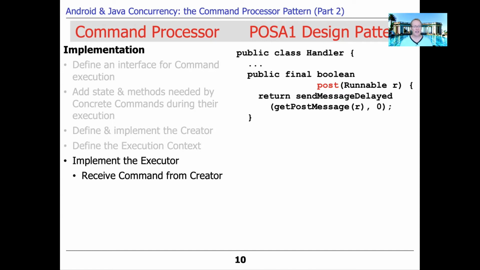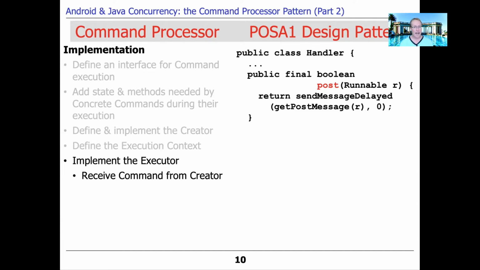Next, we need to implement the executor. And the executor, of course, is the piece of code that's going to receive the command from the creator. At this point, we're turning our attention to the inner workings of Android. And we'll talk more about this as we get further along into other patterns, specifically patterns like active object.